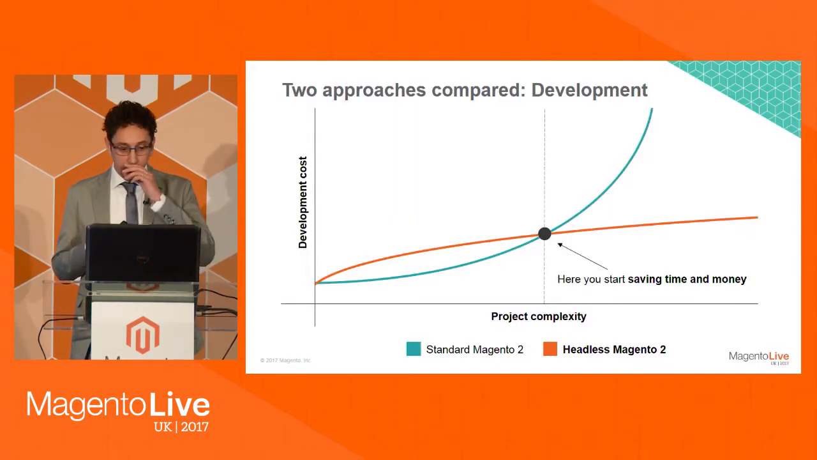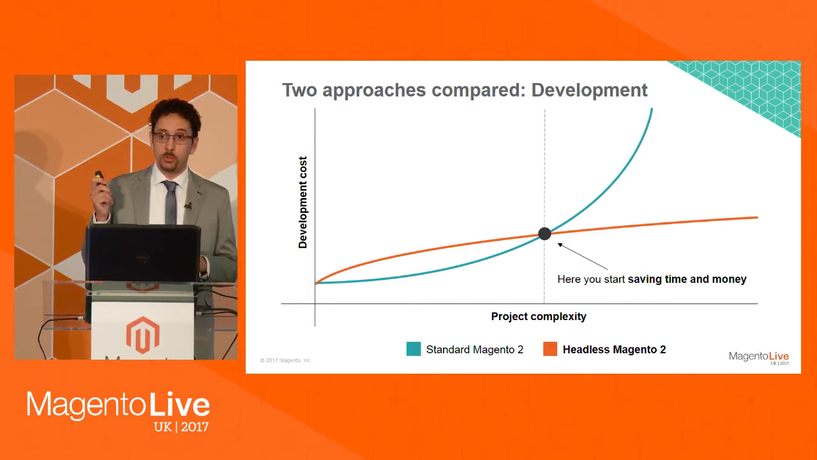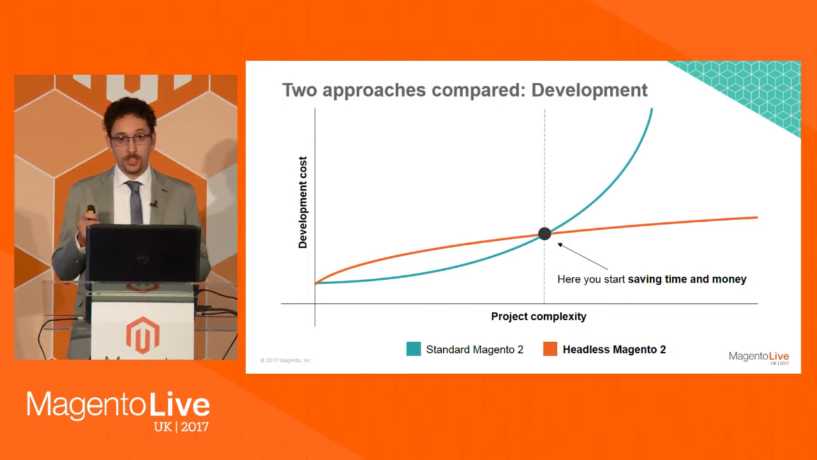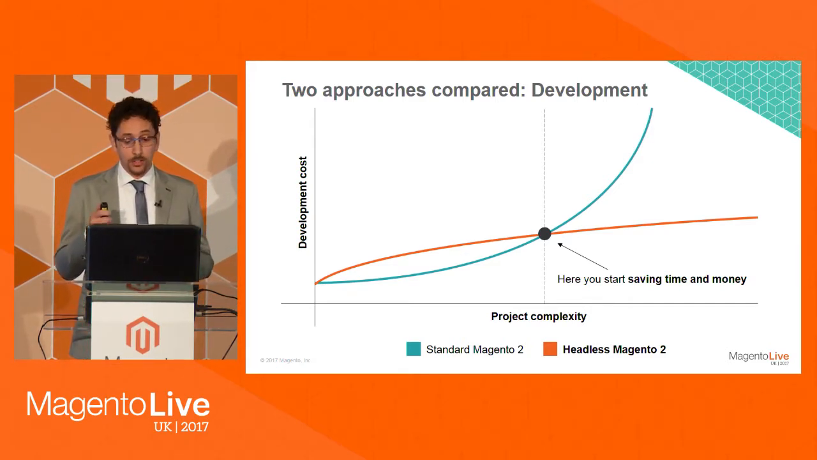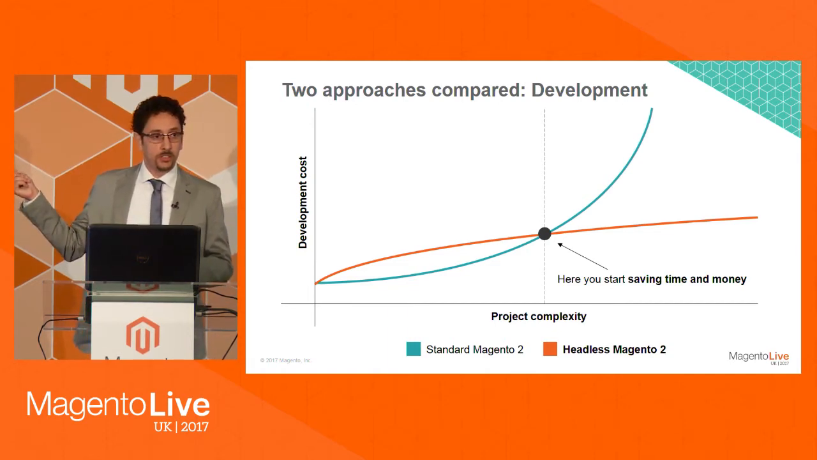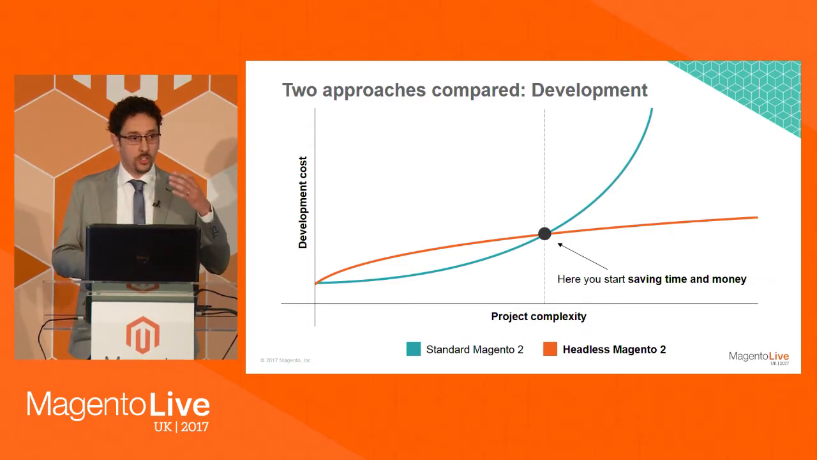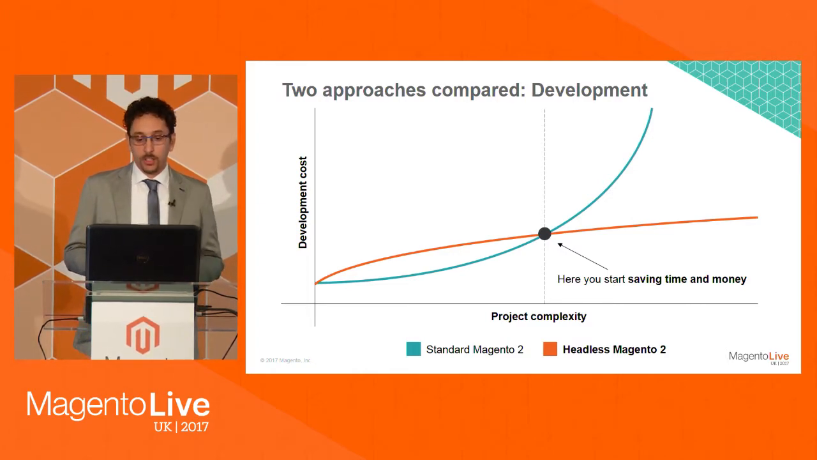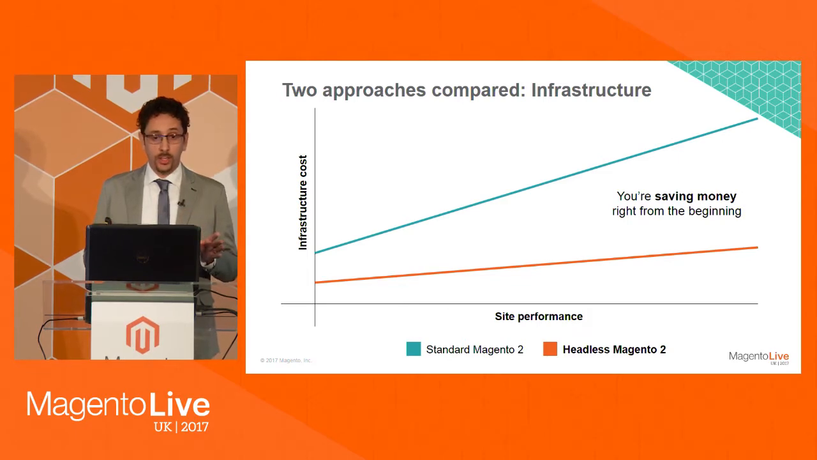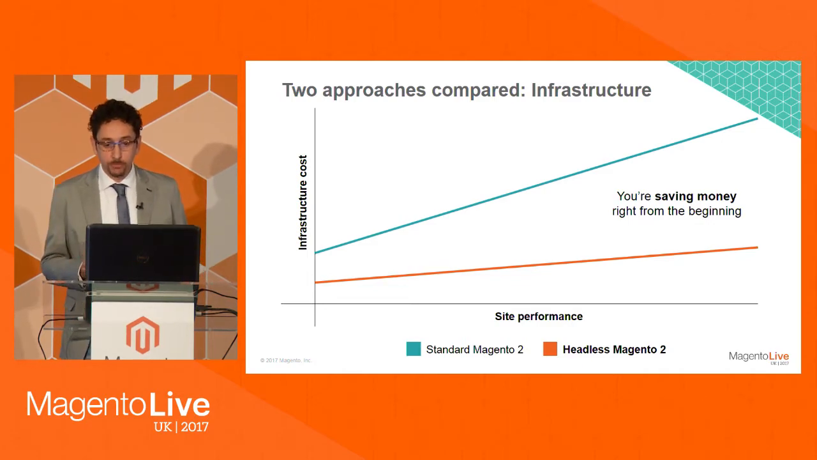So, in conclusion, we have two main different approaches. The first one is the standard Magento way. The second one is headless Magento. Headless Magento could be more expensive for simple projects, but it will be cheaper if your project is going to be complex. I do not know exactly where that point is, but in our experience it is almost when your customer starts to ask modification over modification, customization over customization. From that point, you are going to save your money. From the infrastructure point of view, you are saving money from the beginning because your infrastructure will be almost offloaded.